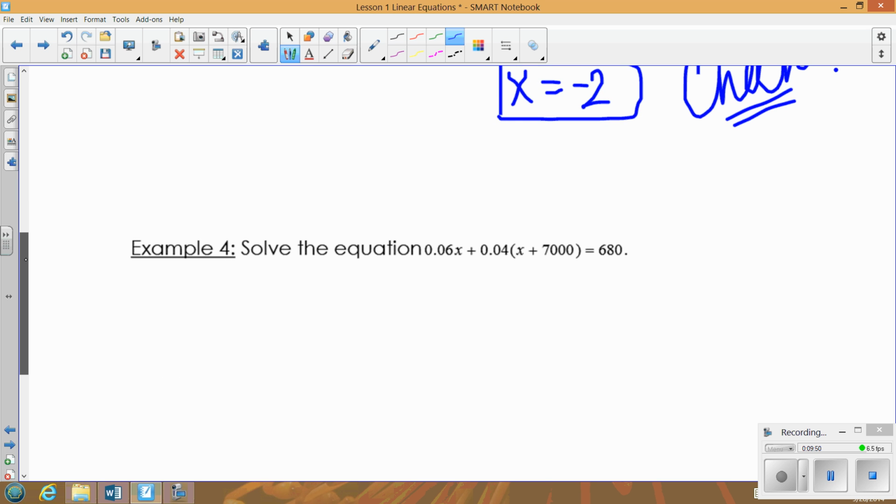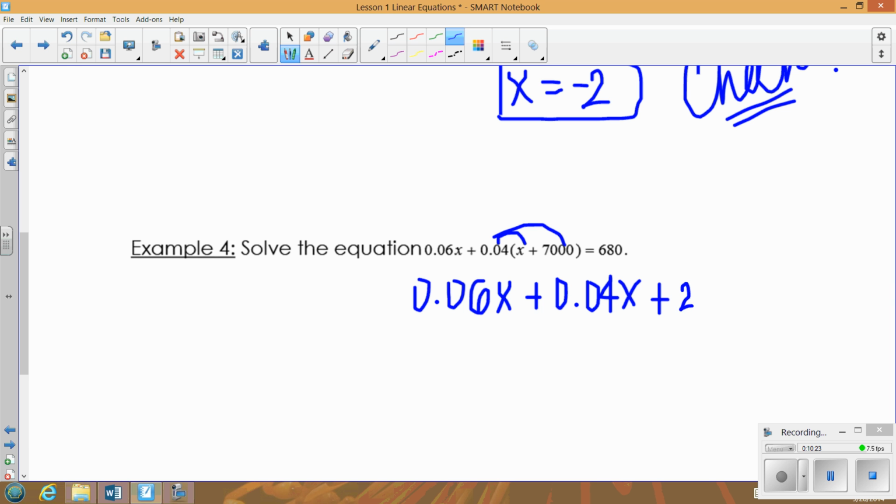The next example here. So this example looks pretty tricky as well because of all of these decimals. So first thing I'm going to do before I do any kind of way of making this simpler is I'm going to get rid of these parentheses. That's going to always be our first step, is let's take care of those parentheses. So I'm going to have 0.04x and then 0.04 times 7,000. That would be something that you'd probably have to do off to the side. If not, you might be okay doing it in your head. You get 280, and then we have equals 680.